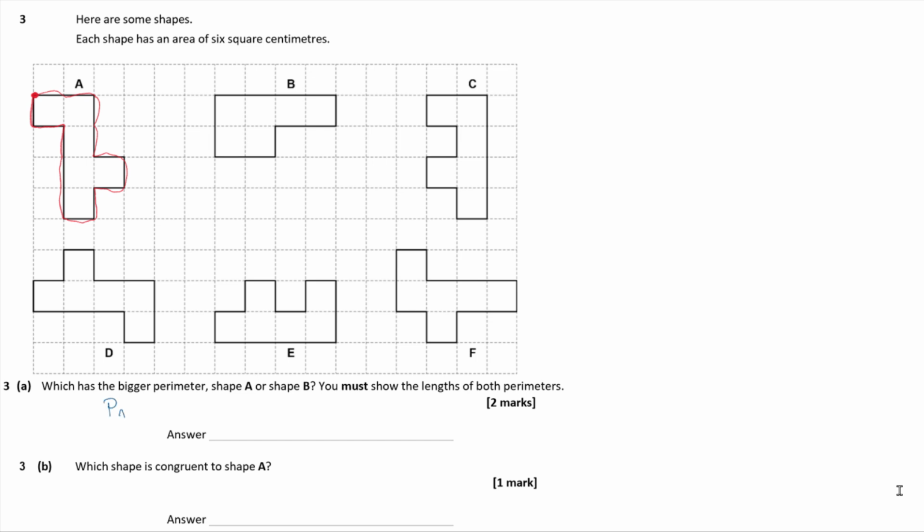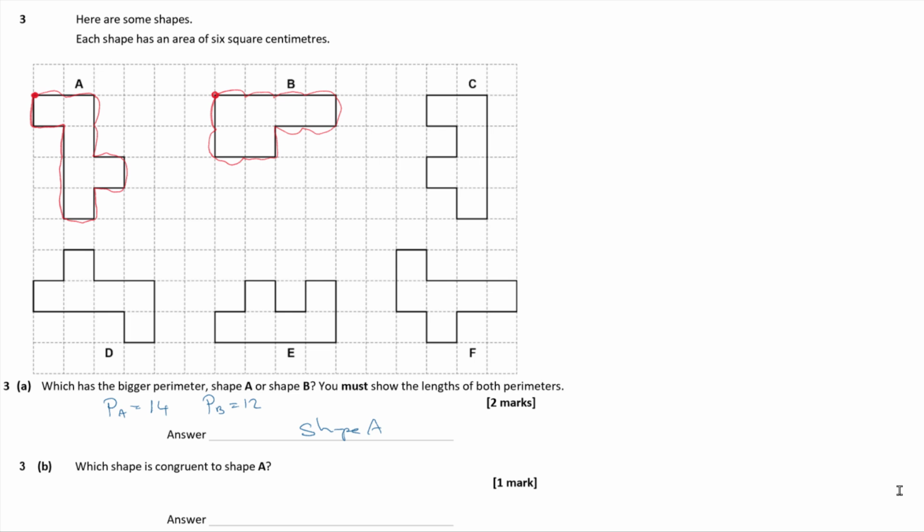So the perimeter of A is 14, and then the perimeter of B, again, I'm going to start in the top left corner, go 1, 2, 3, 4, 5, 6, 7, 8, 9, 10, 11, 12. So that's 12 jumps all the way around. So the perimeter of B is equal to 12. So which has the biggest perimeter? Shape A.